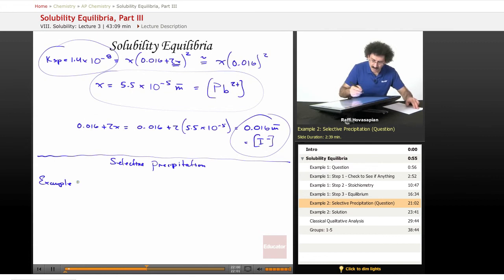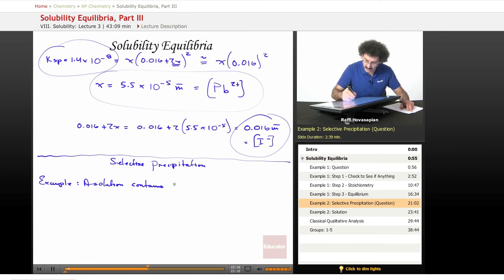So let's just do a problem. Example, a solution contains 1.1 times 10 to the negative 4 molar copper 1 ion and 2.1 times 10 to the negative 3 molar lead 2 ion.